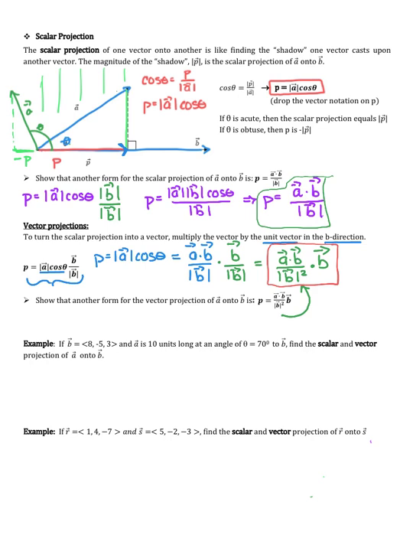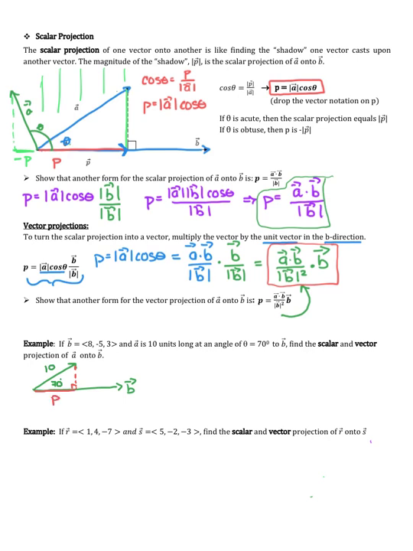So we have an example here. B is 8, negative 5, 3. So I'm just going to draw a vector here. I'm not going to draw it in its real x, y, z components. So here is vector B, 8, negative 5, 3. And vector A, we happen to know has a magnitude of 10, and the angle between them is 70. So we're going to initially drop our shadow here and find our scalar projection.